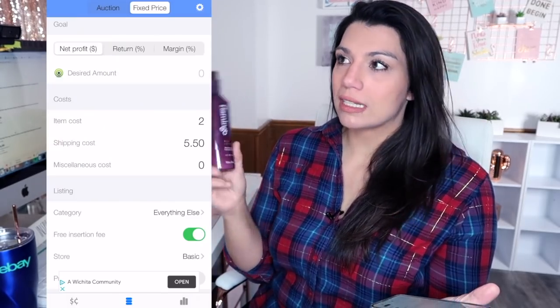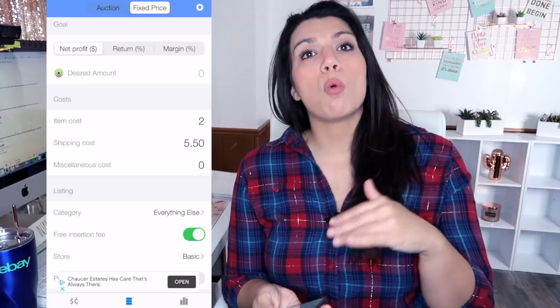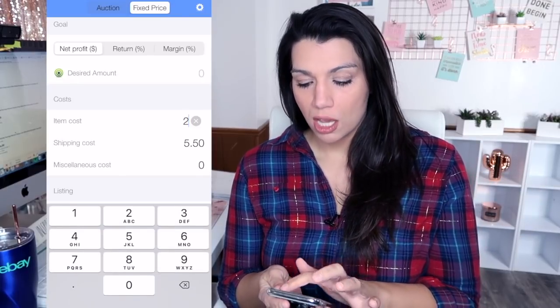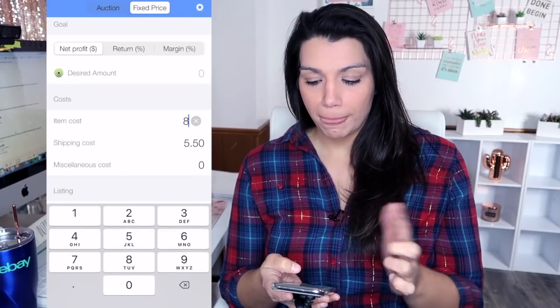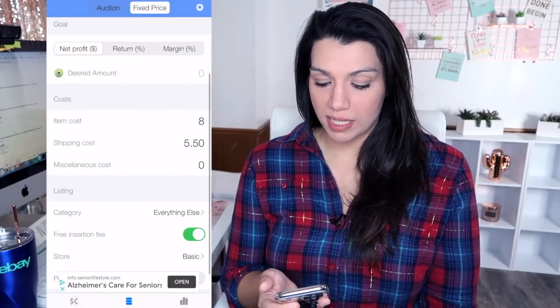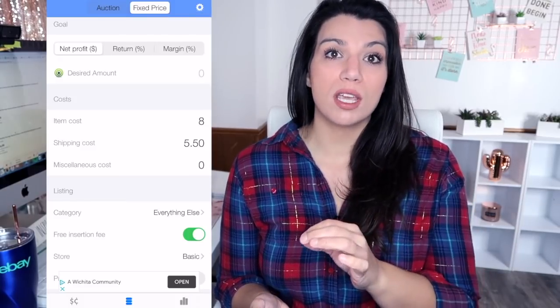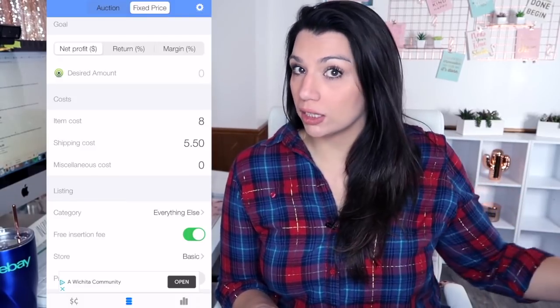But now let's pretend like you didn't get this at Wholesale Ninjas. Let's say you had to pay more than $2 for it. Maybe it's more of a wholesale price. So let's say wholesale, you have to pay $8 for it, because I've brought this up to you guys before. Liquidation price and wholesale price are wildly different.